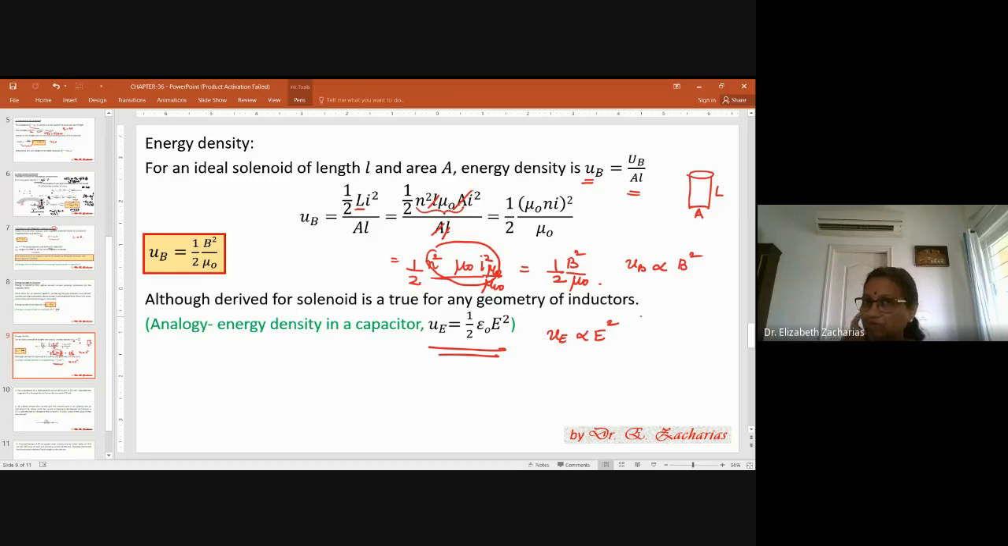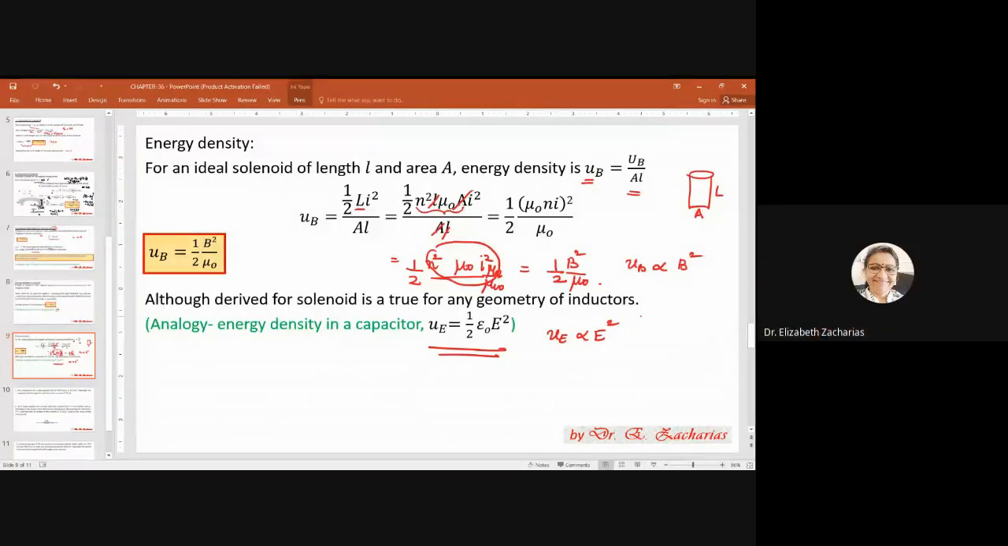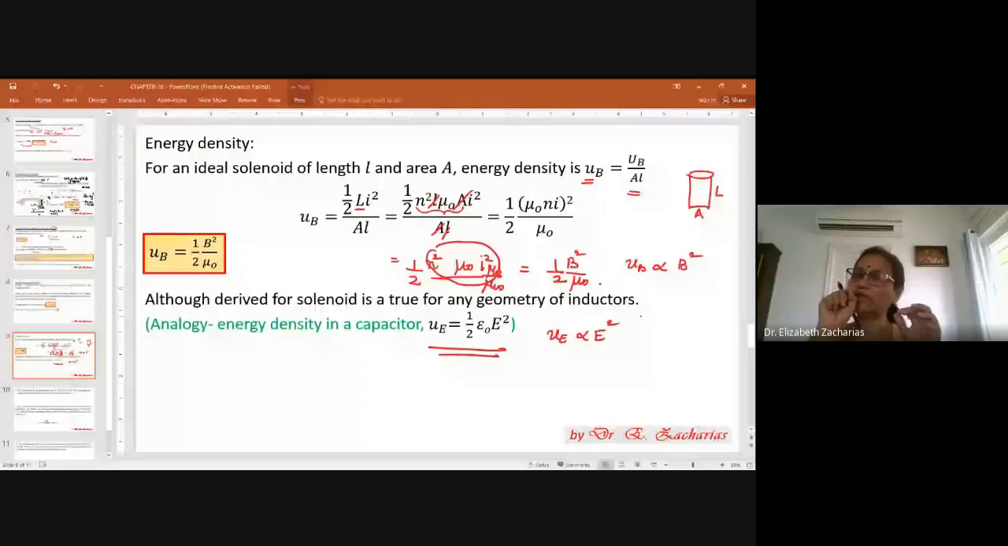And please, we have derived this expression for a solenoid, but the same expression can also be used for a toroid. Only thing is, in the case of a toroid, B is not the same at all R from A to B. So that means the energy density will be different for different values of R. However, if you know the magnetic field at a point, you can straight away use this expression and get the energy density.